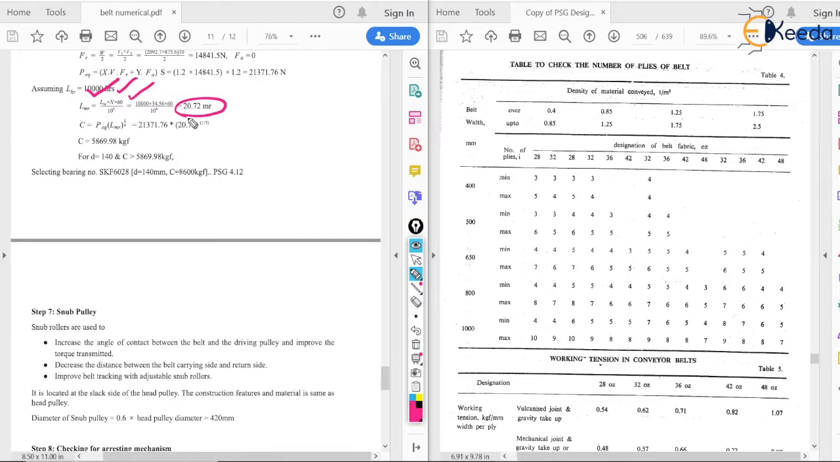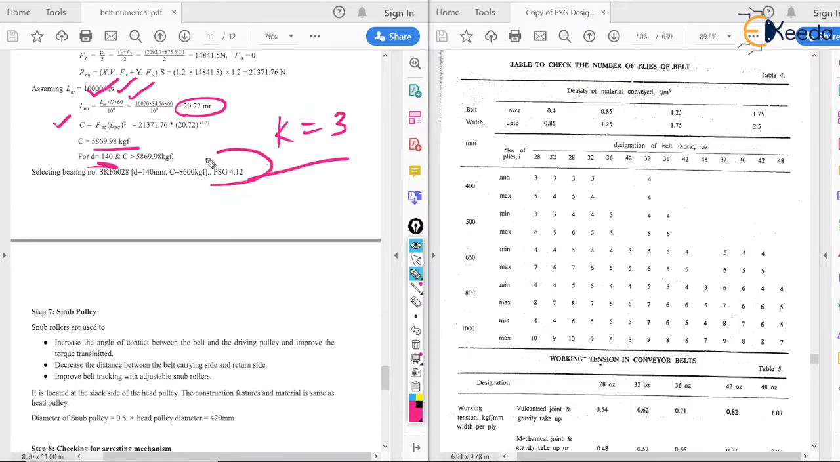Now from this again we are going to calculate dynamic capacity, and from dynamic capacity we are going to select a bearing. So C is equal to P equivalent into life in million revolutions raised to power 1 by K. So here K is equal to 1 by 3 because it is ball bearing. Now here we have got C value, that is 5869.98 kgf, and for this we are going to take for 140 diameter.